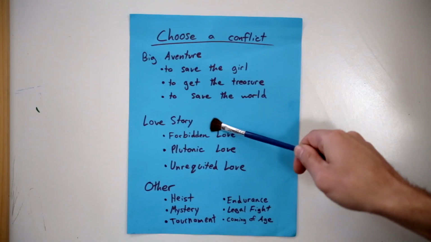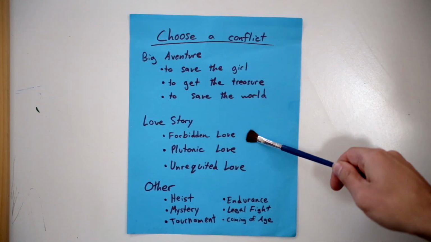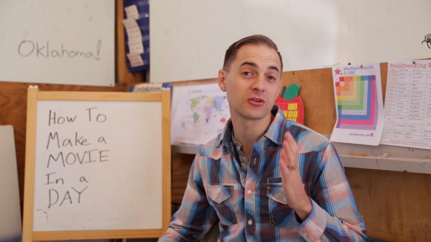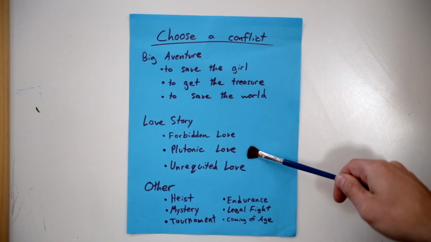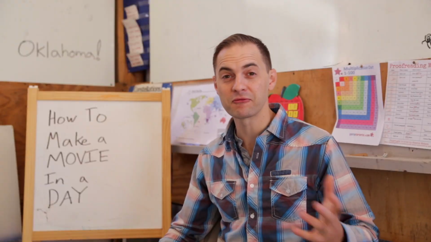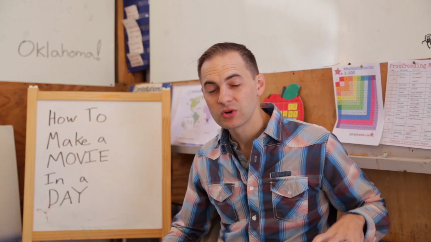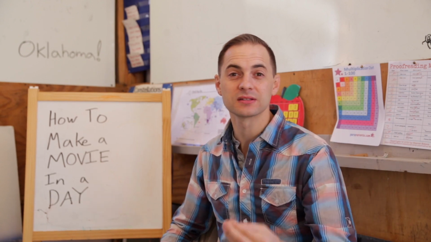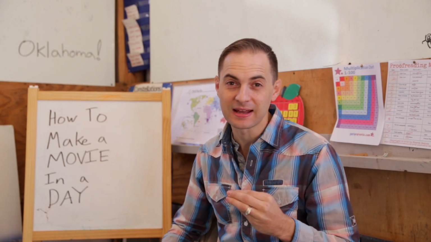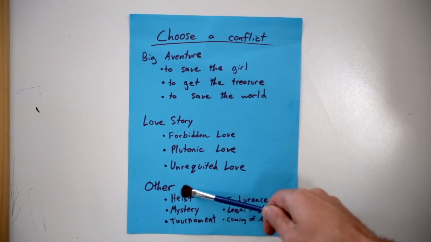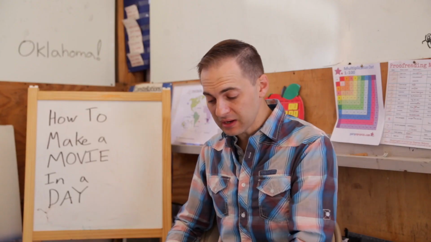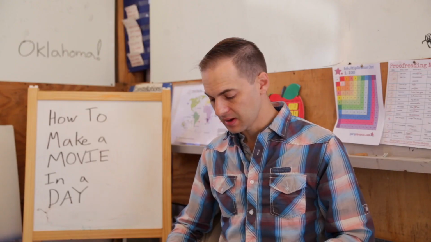The next category is a love story. There's forbidden love, which is about love across cultures, or platonic love, which is about friends that are on a journey together. Unrequited love, which is about somebody having love for somebody else, but they don't love them back, and it's about that conflict.